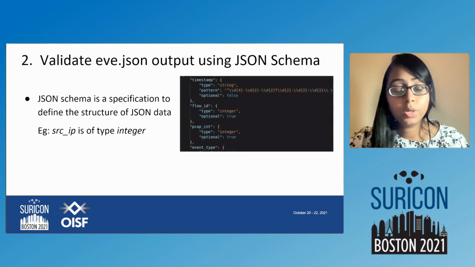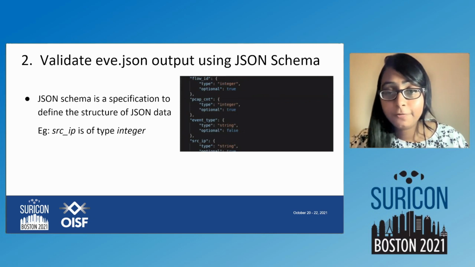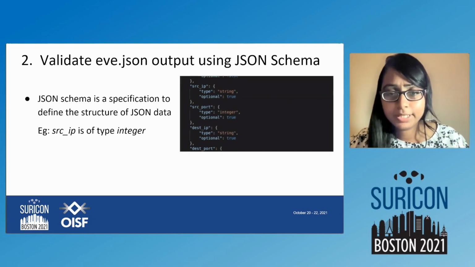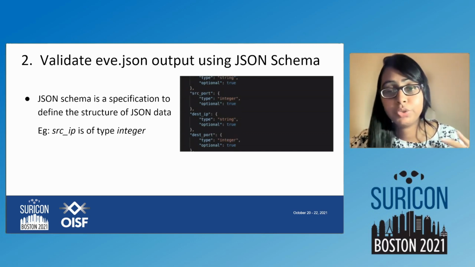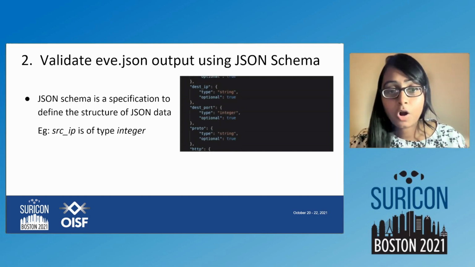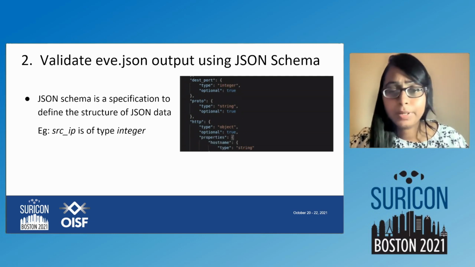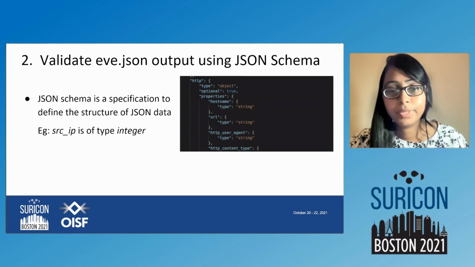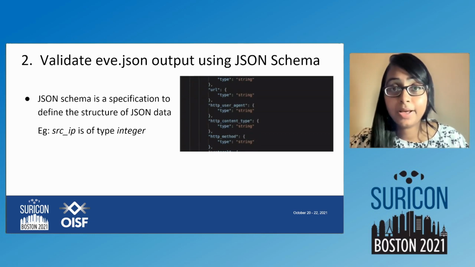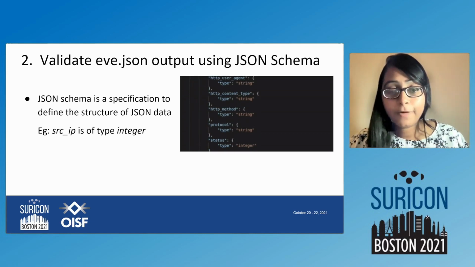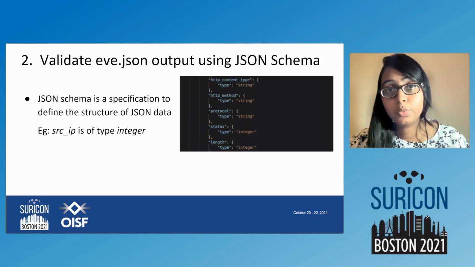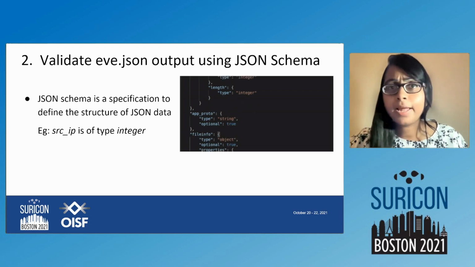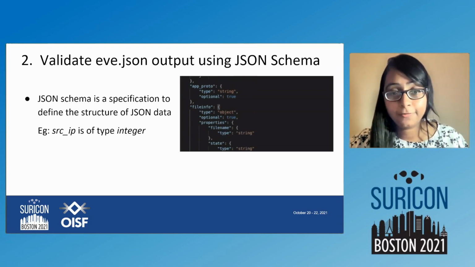So the second issue I worked on was to validate the eve.json output using a JSON schema. Basically, a JSON schema is a specification to define the structure of your JSON data. For example, you could make sure the source IP is of type integer and so on. So using this JSON schema that you see right here, we validated the eve.json output, which outputs anomalies, alerts, metadata, file information, and protocol-specific records.